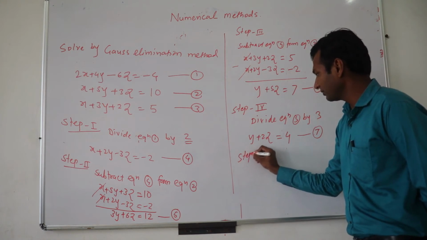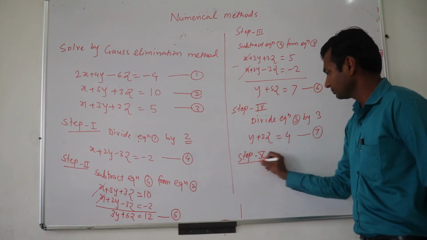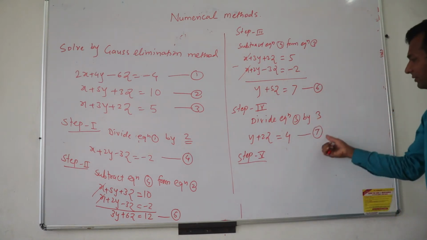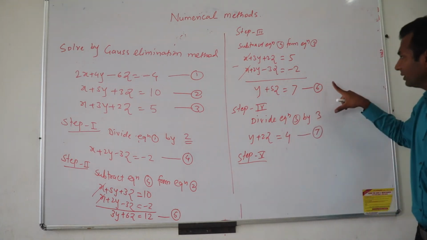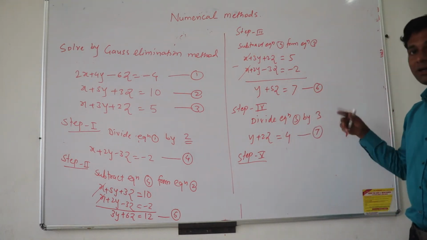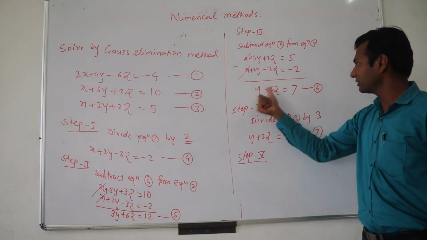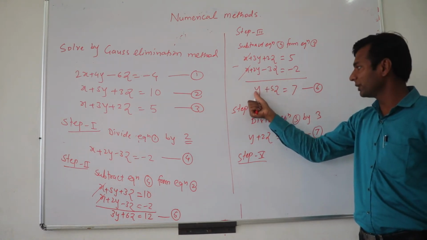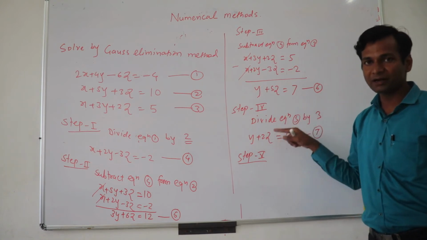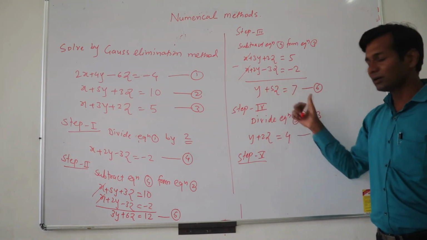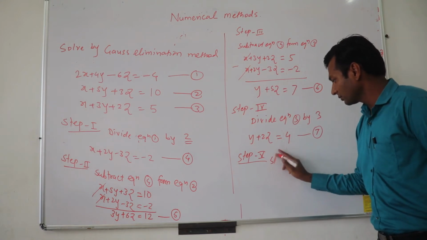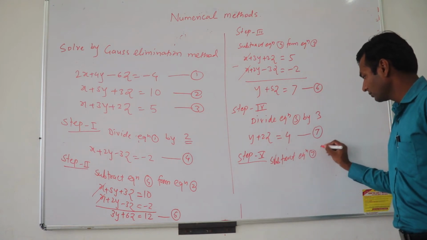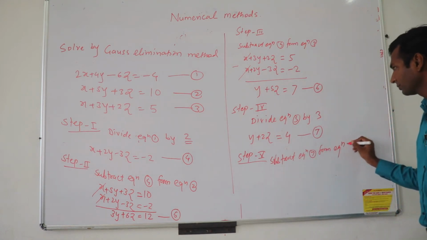Now our next step, step 5: we have to eliminate y from equation number 6 and equation number 7, where 7 is equation number 5 after dividing. Again the multiply step is not there, because in equation number 6 the coefficient of y is already 1. If it is 2, 3, 4 or whatever coefficient, we multiply this equation by that constant and then subtract. But here the coefficient of y is already 1. So directly the subtract step: subtract equation 7 from equation 6.